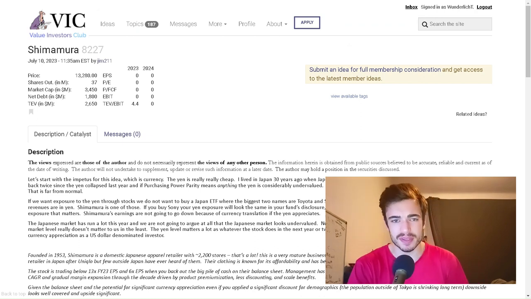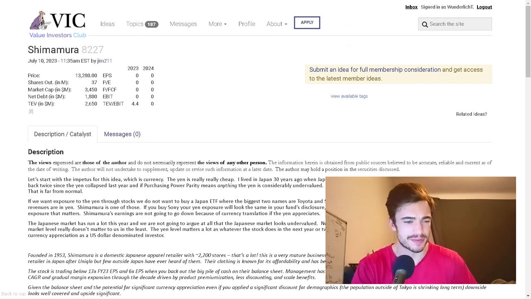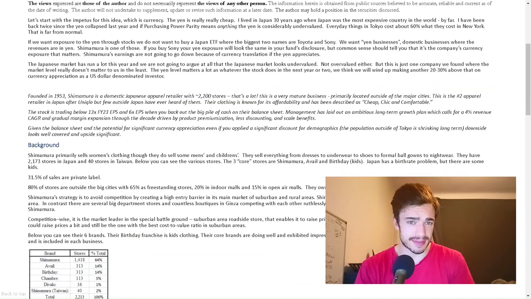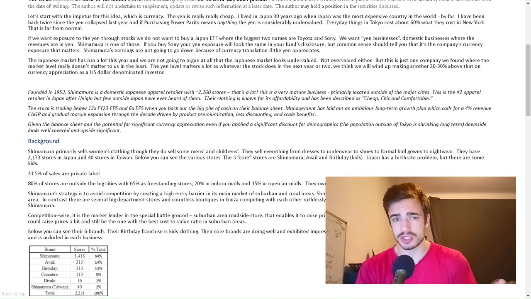Let's get right into it with VIC Readings, the format where we look at the best of the best value investment recommendations by the best of the best value investors out there. Today we have Shimamura, ticker 8227. Price at the point of filing is 13,280 yen. Let me first say this is not a recommendation, not advice. Please do your own diligence before investing into anything. And let's get right into it.